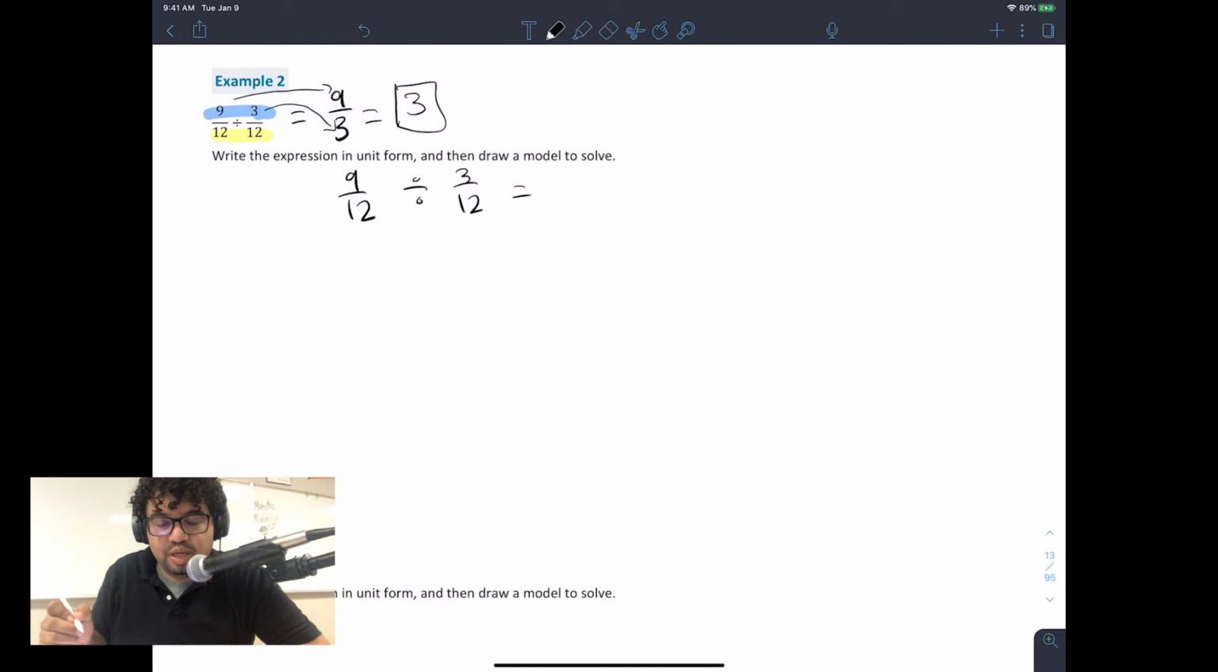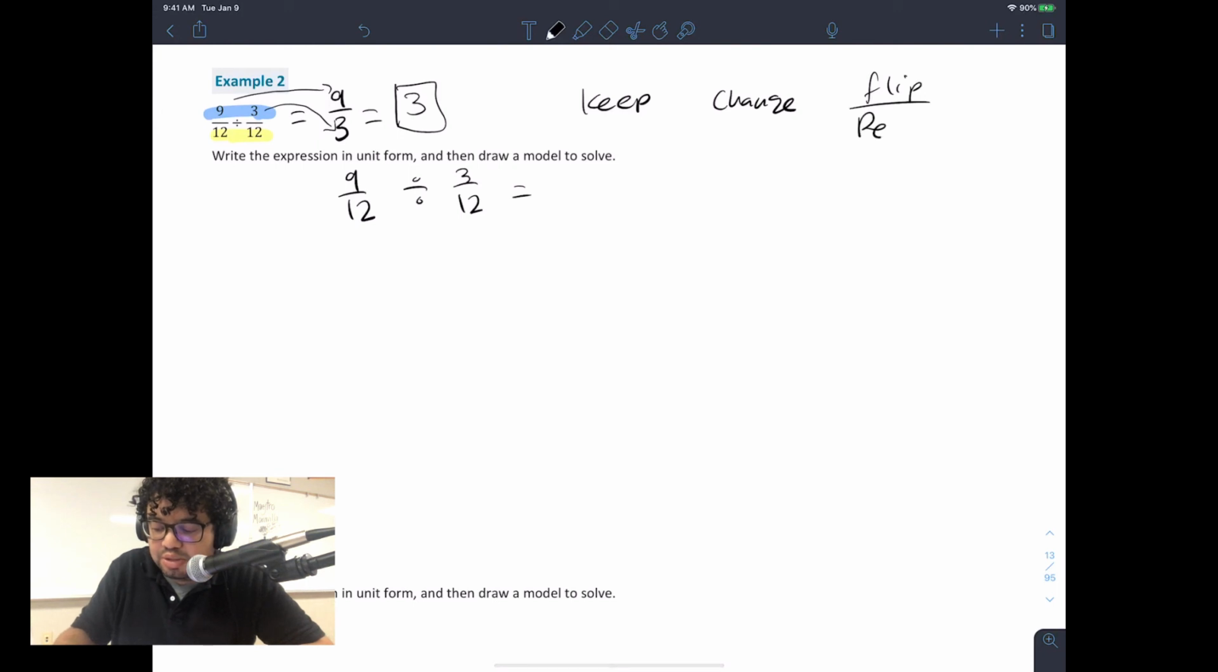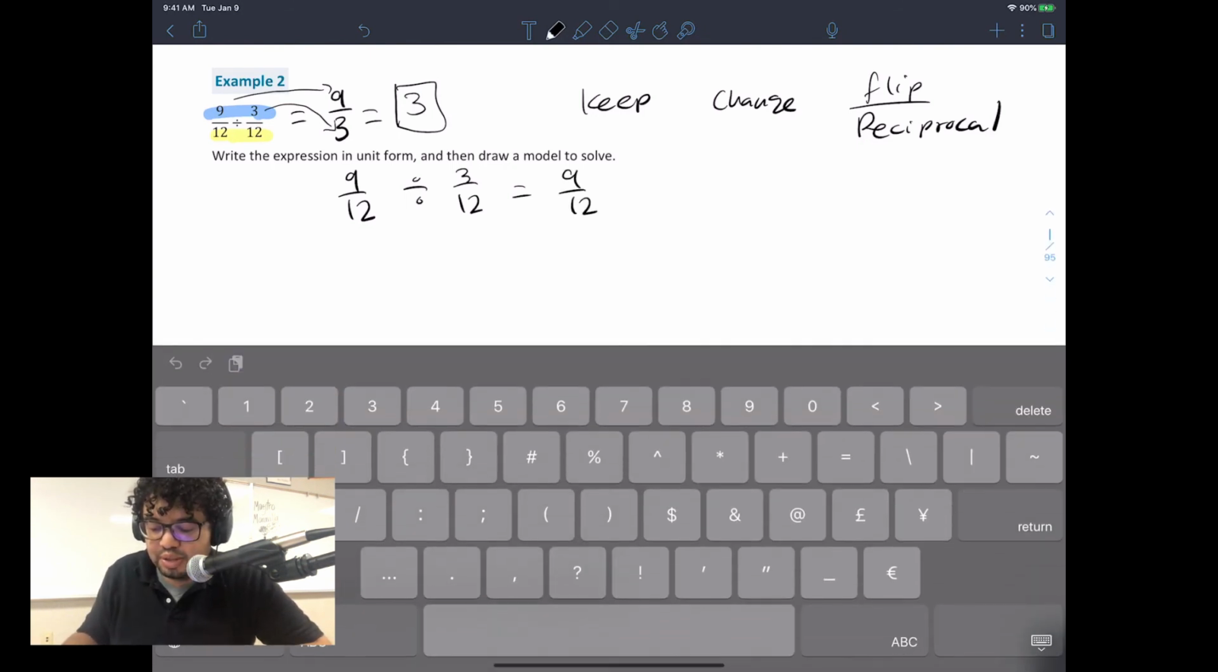Now this is our division expression. Now we have to have a multiplication expression. So to do that, we're going to do keep, change, flip one more time, right? So remember this from the previous lesson. We keep the first fraction, we change the symbol, and then we flip the second fraction. Remember, flip is also the reciprocal. Okay? So then we look at this. So then we say keep the first one. So we keep the 9/12.